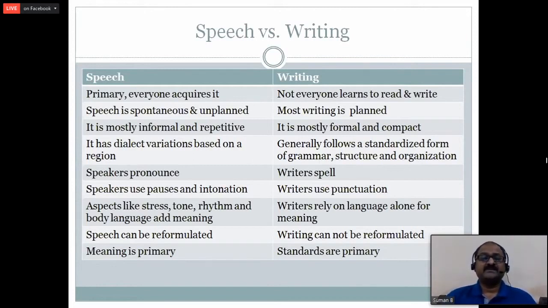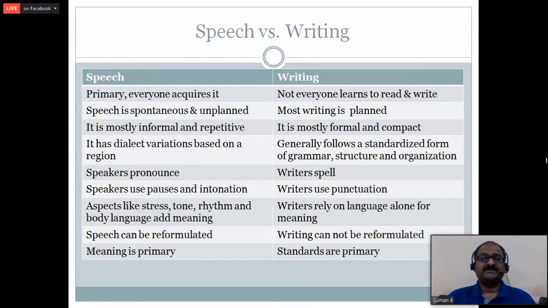Next, when you speak, you pronounce, whereas writers spell. While speaking, if you make a mistake in pronunciation, that can lead to miscommunication. Somebody can misunderstand you. Similarly, while you are writing, you need to take care of your spelling. If your spelling is wrong, if your grammar is wrong, you can be misunderstood. Speakers use pauses and intonation, right? They know where to stop, how to stop, why to stop, and then how to change their tone in order to assist their communication. Whereas writers take the help of punctuation marks like full stop, double inverted commas, hyphenation, etc.